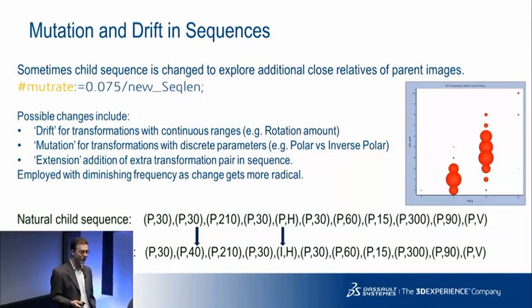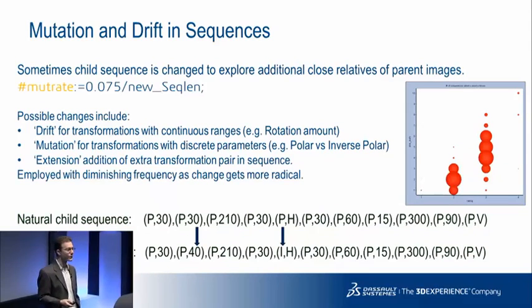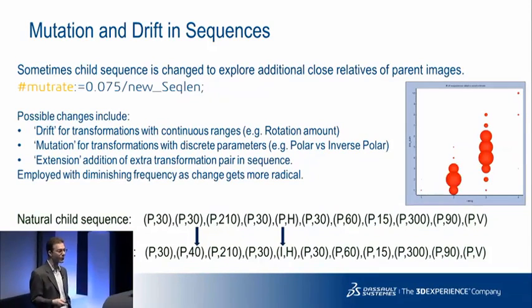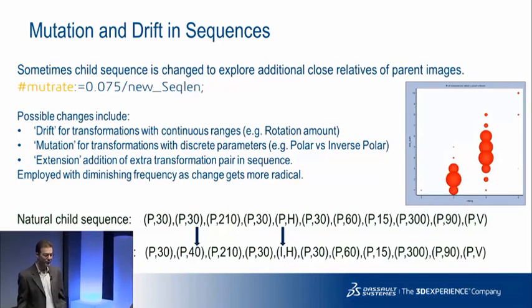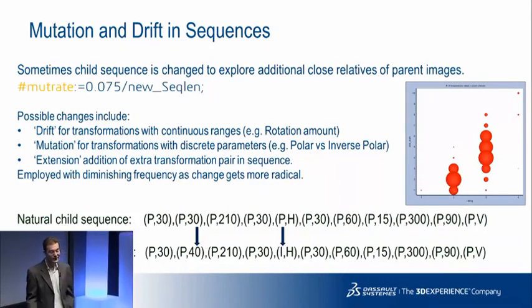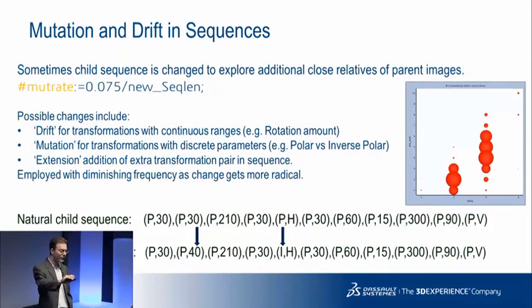You can have mutation, particularly useful for transformations that are discrete, right? So polar, inverse polar, circle inversion, these sorts of things. You can't really drift from one to the other, you just have to jump. So, for example, shown below, you could have polar and then a horizontal flip, or you could have an inverse polar and then a horizontal flip. And these can make quite a large difference. And so we employ these, or I employ these with diminishing frequency as the changes get more radical. And then, of course, you can just extend the sequence by tacking on a random one at the end of the genome of the child.